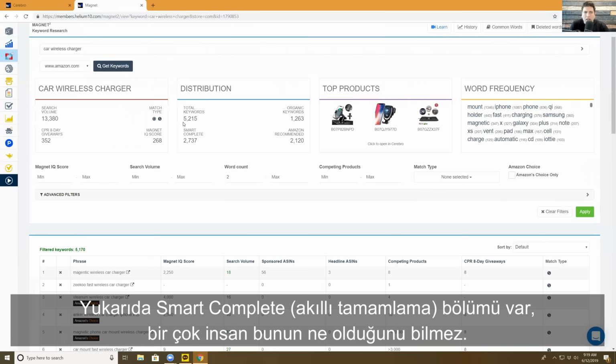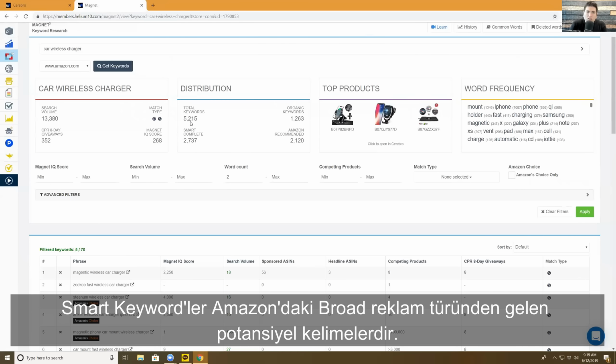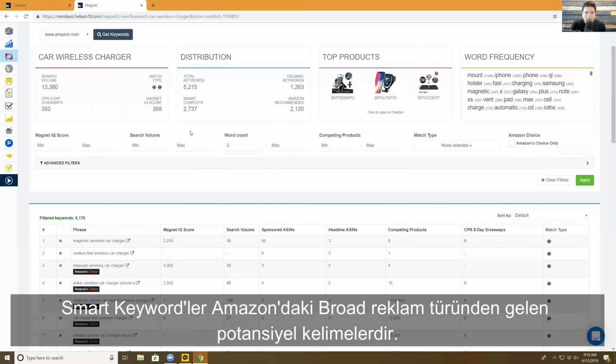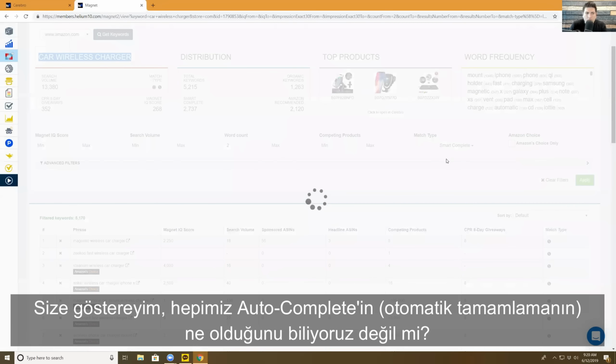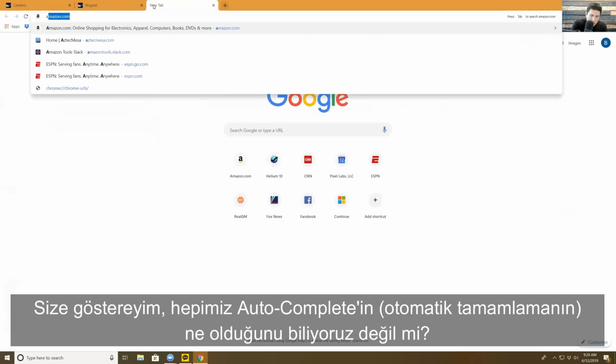But here's the thing, Smart Complete, all right? A lot of people don't know what this means. Smart Complete basically is the potential keywords that have activity on Amazon that can come from a broad campaign in PPC. It takes each of these words, and it has to be all 3 of these words in there, but it takes some plural, some different order. Like, for example, I'm going to show you some of those words right here. Smart Complete. We all know what autocomplete is, right?